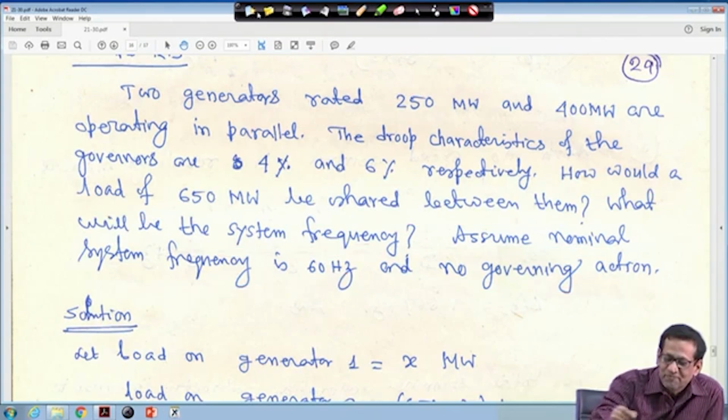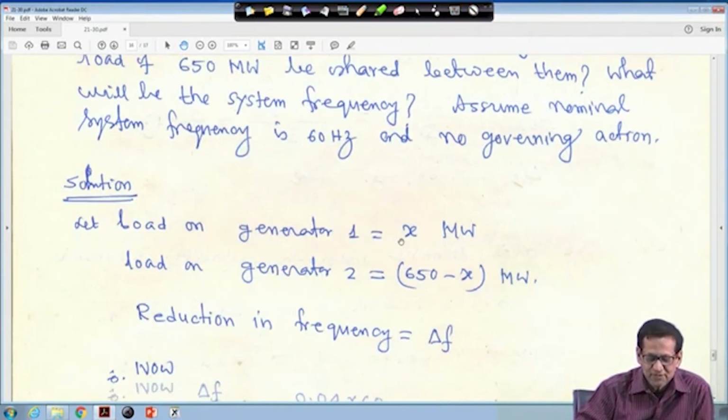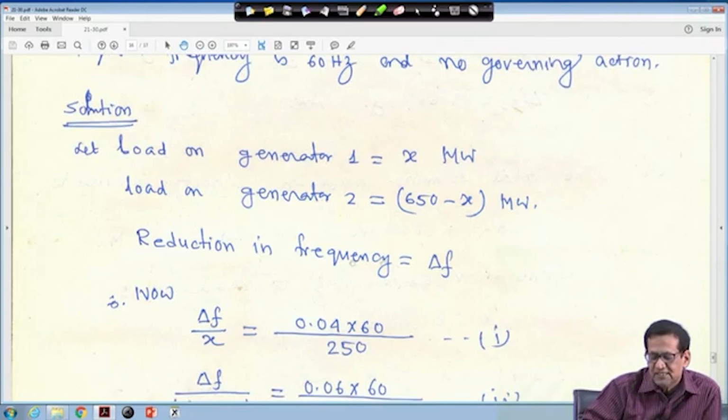So how will we do this? Let the load on generator 1 be x megawatt, and therefore the load on generator 2 will be 650 minus x megawatt, because the total load to be supplied by these two generators is 650 megawatt. Now say the reduction in frequency is delta f.